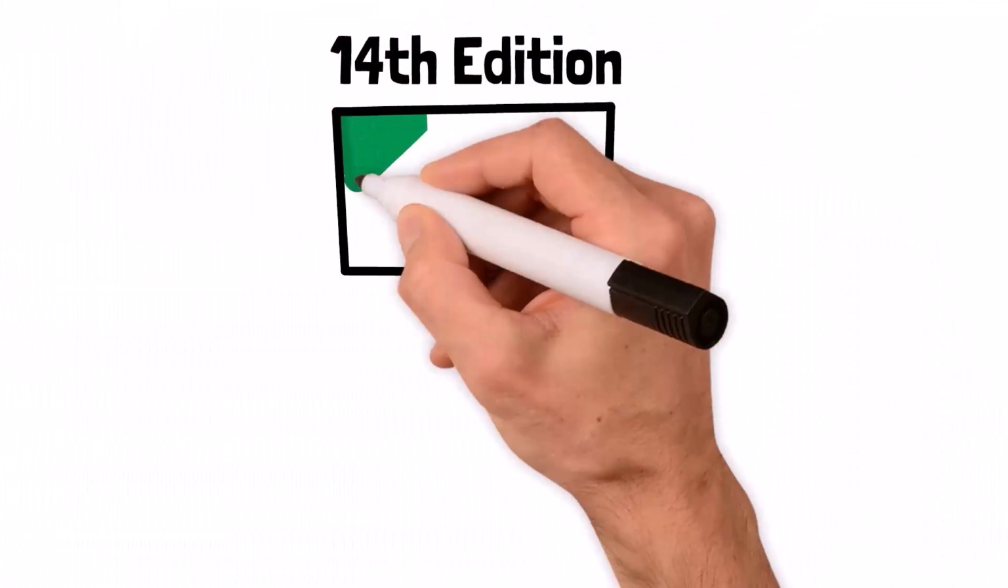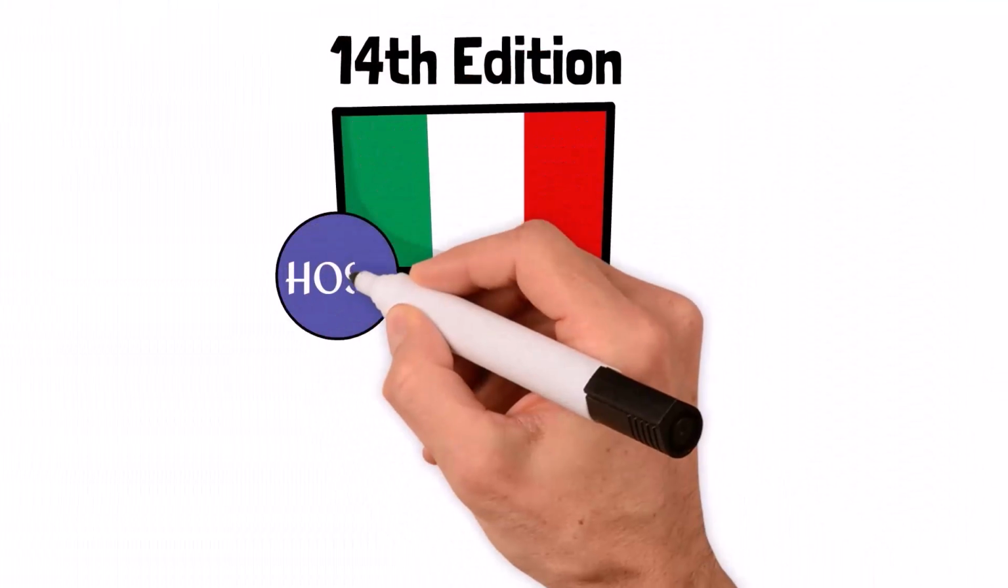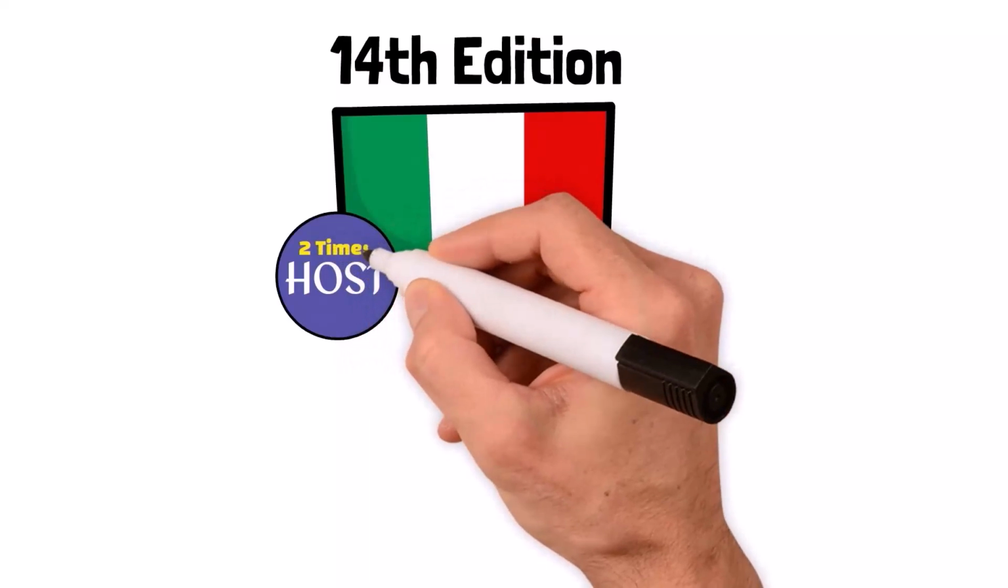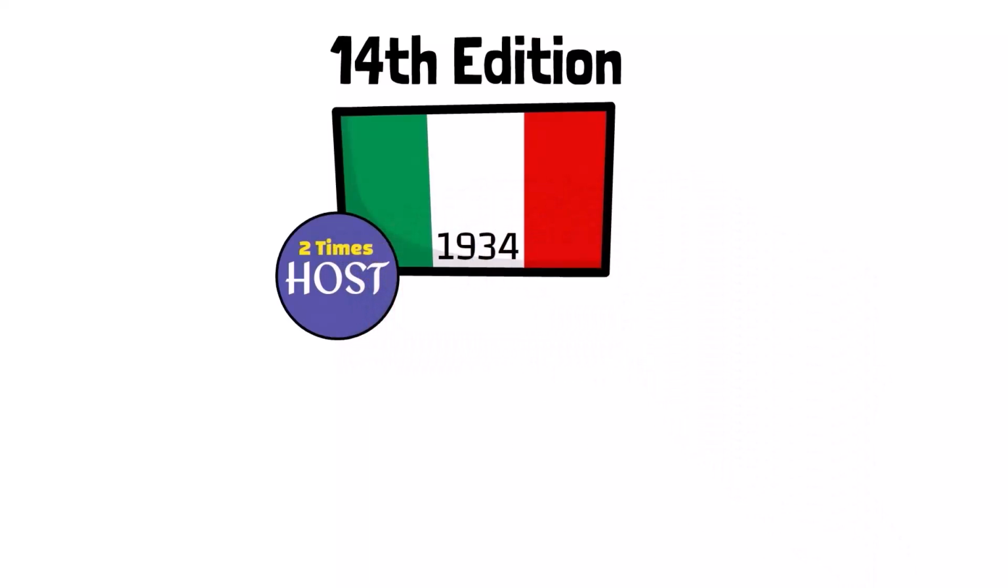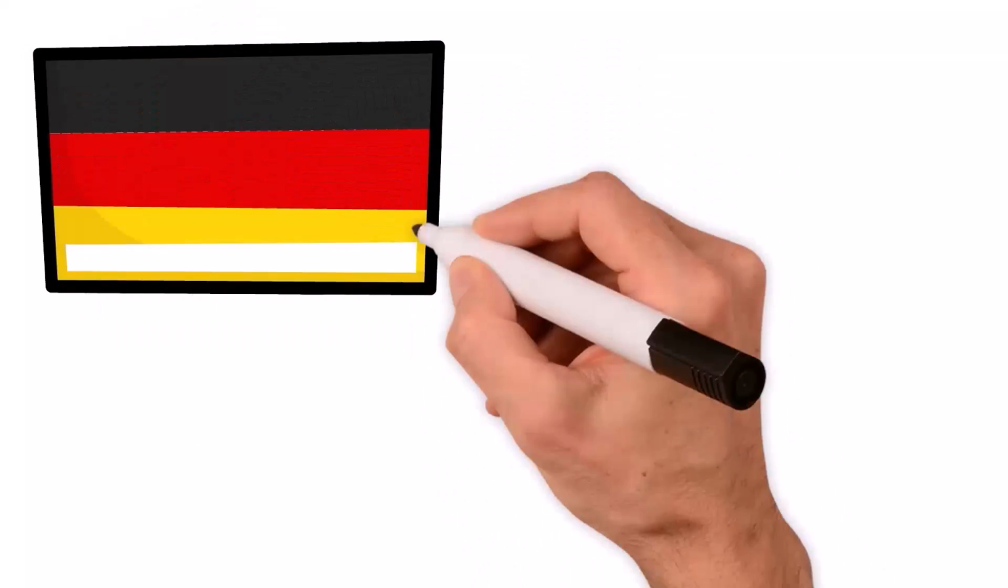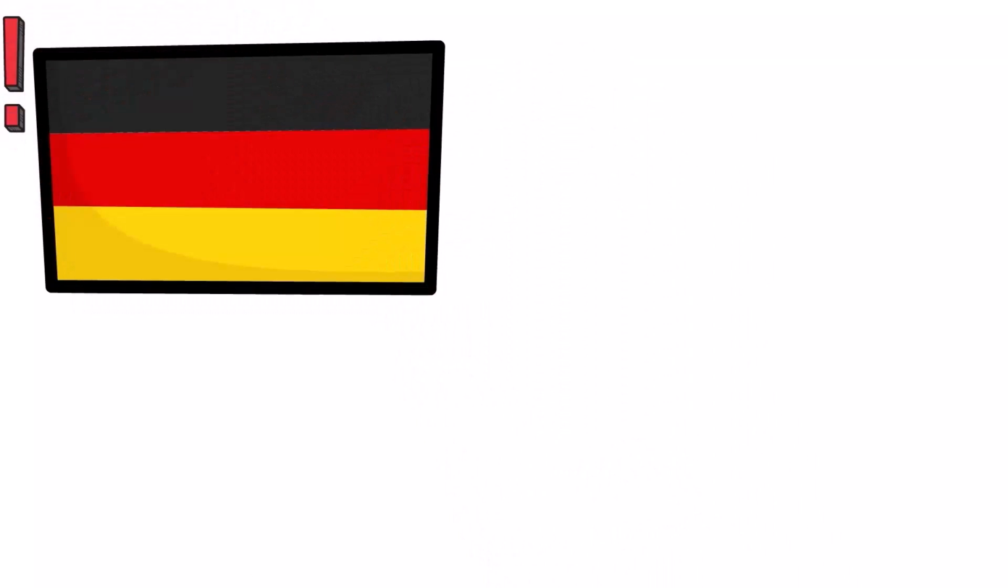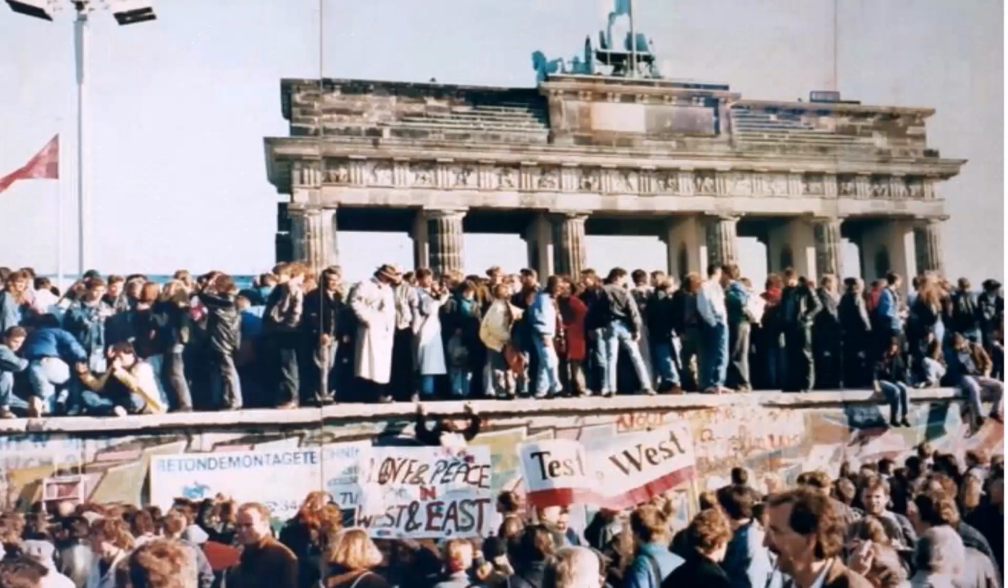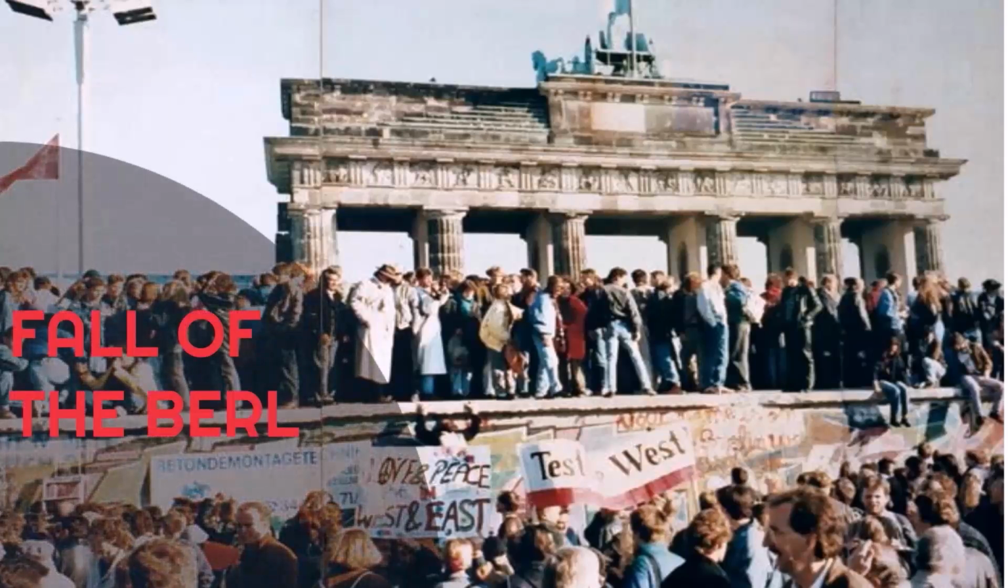This was the 14th edition of the tournament. Italy became the second country to become host twice after they hosted in 1934. Germany's qualification for the tournament was difficult. Just 6 days before the final qualifying game, the Berlin Wall fell.